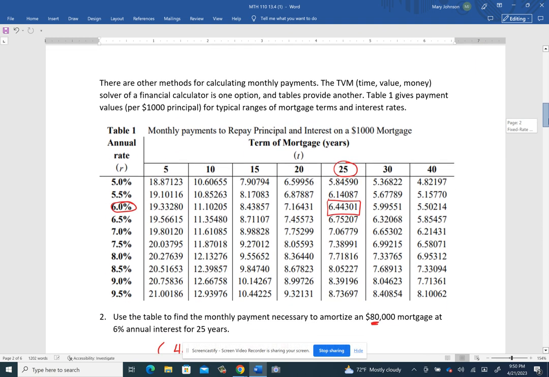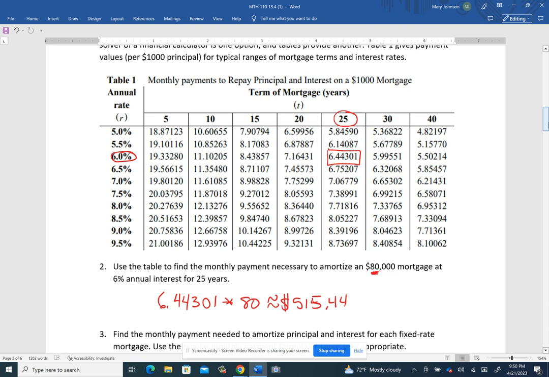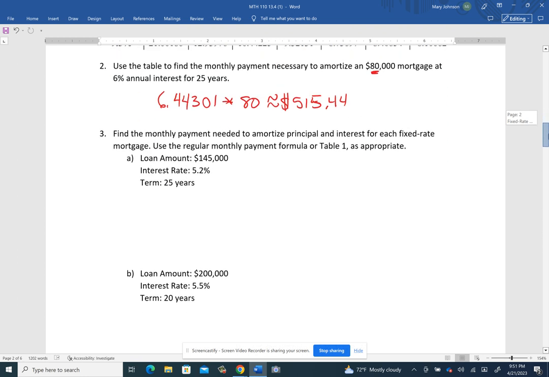So figuring out a mortgage payment, we do it differently than we do with installment loans. We use a special formula or a special table, and this table can't be used for those installment loans, and that formula can't be used for those. That's where you just use the regular old simple interest and so on. Okay. All right, so we're going to do a little more with fixed rate mortgages.